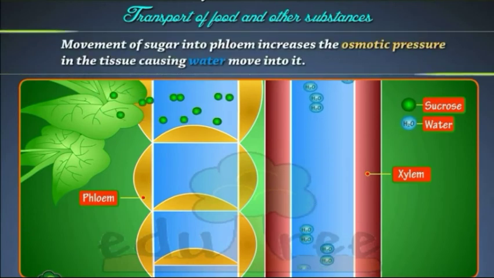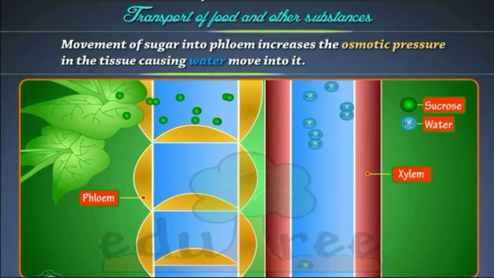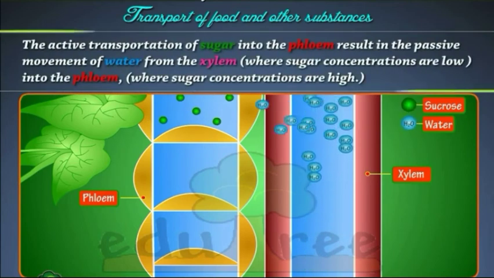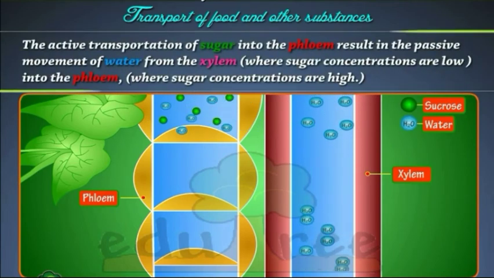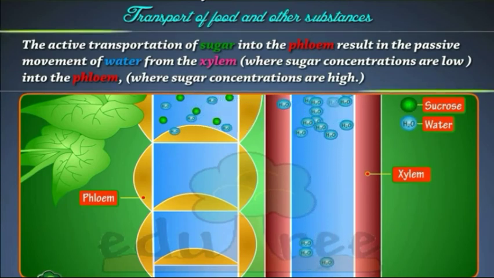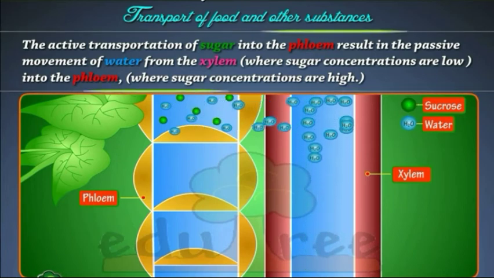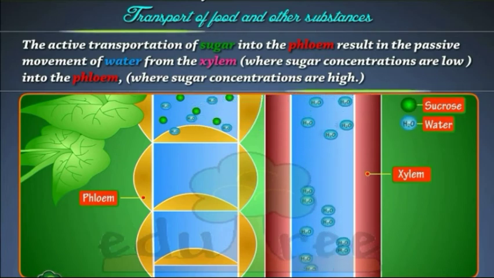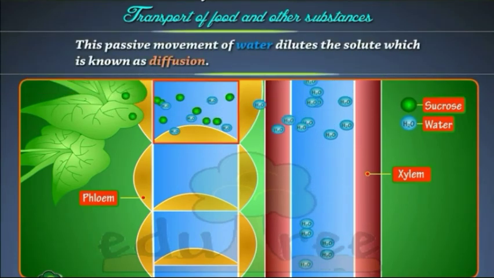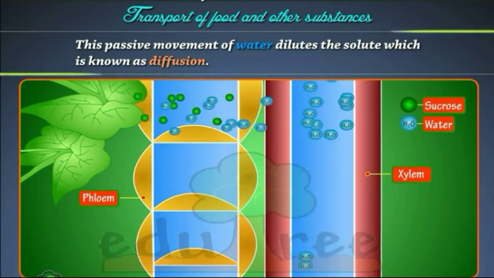Movement of sugar into phloem increases the osmotic pressure in the tissue, causing water to move into it. The active transportation of sugar into the phloem results in the passive movement of water from the xylem, where sugar concentrations are low, into the phloem, where sugar concentrations are high. This passive movement of water dilutes the solute, which is known as diffusion.